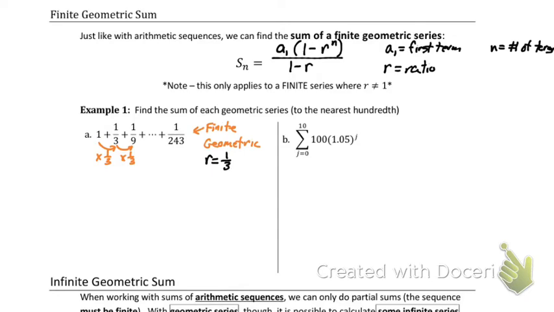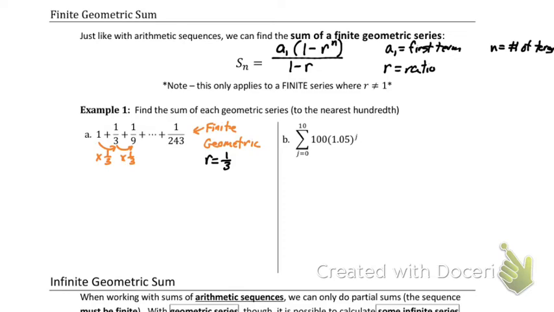All right, let's look back at the sum formula. What 3 things do we need? We need the first term. Got it, it's 1. I need the common ratio. Got it, it's 1 over 3. I need to know how many terms I have. I don't have that.